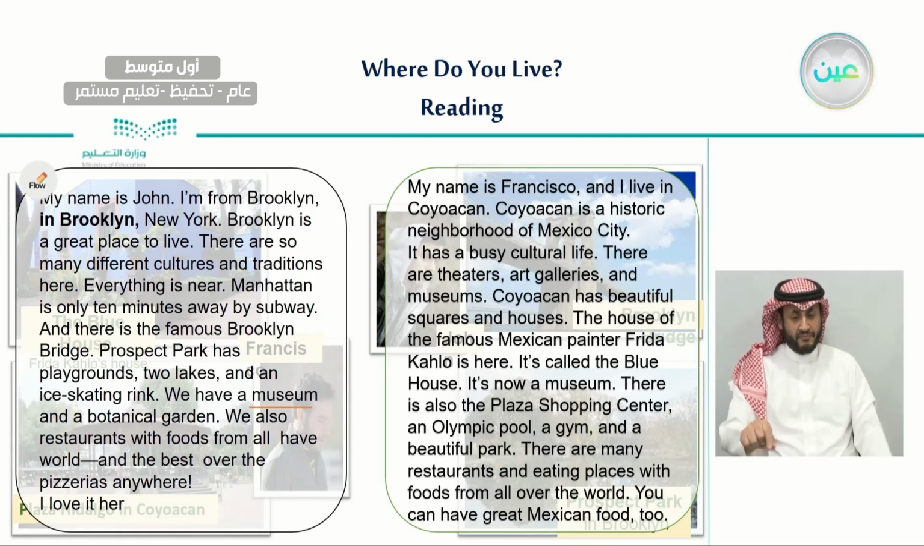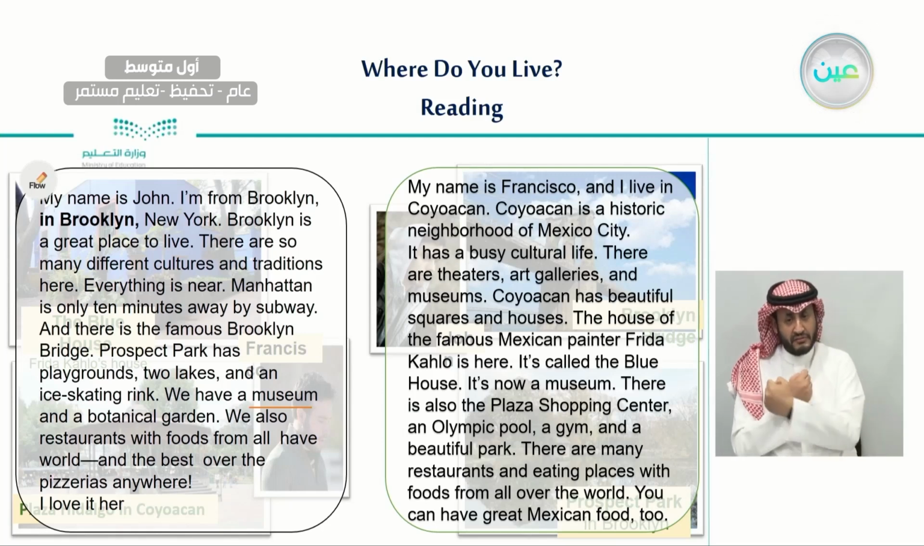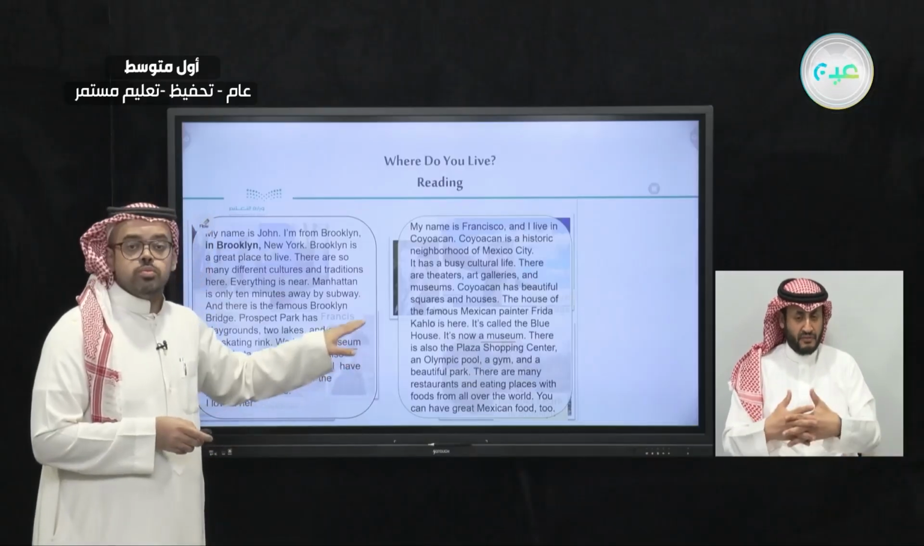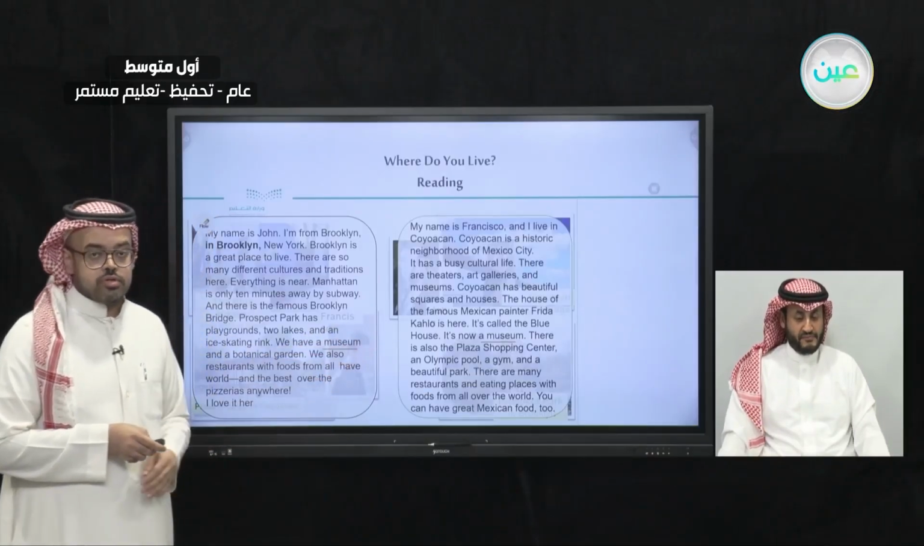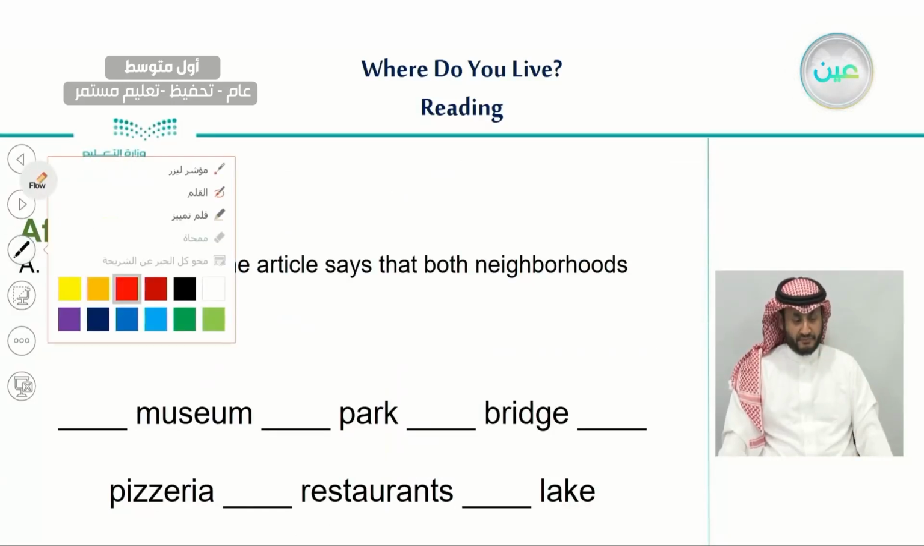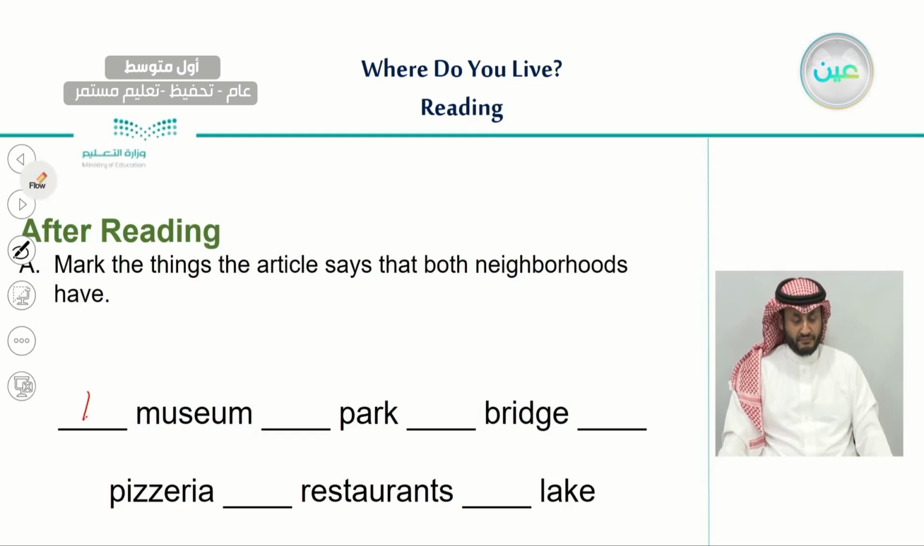Very good. Yes, they both have a museum. John says we have a museum, and also Francisco said we have a museum, which is the blue house, which turns into a museum. Very good. So this is the first mutual place that both neighborhoods have. So now we'll go back here, and we are going to put the check mark on museum.